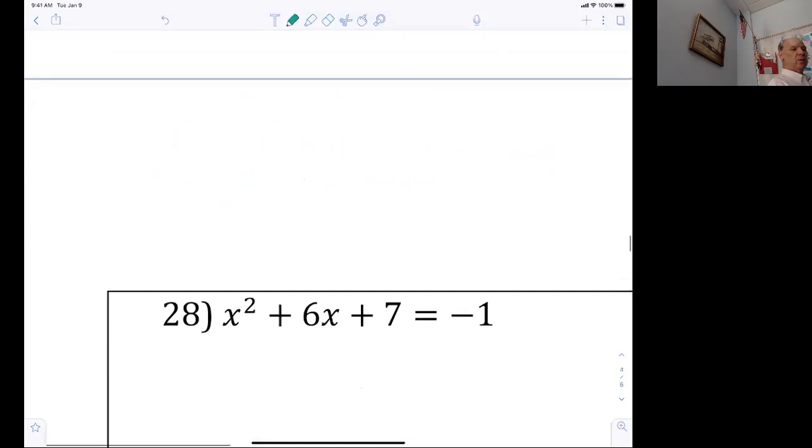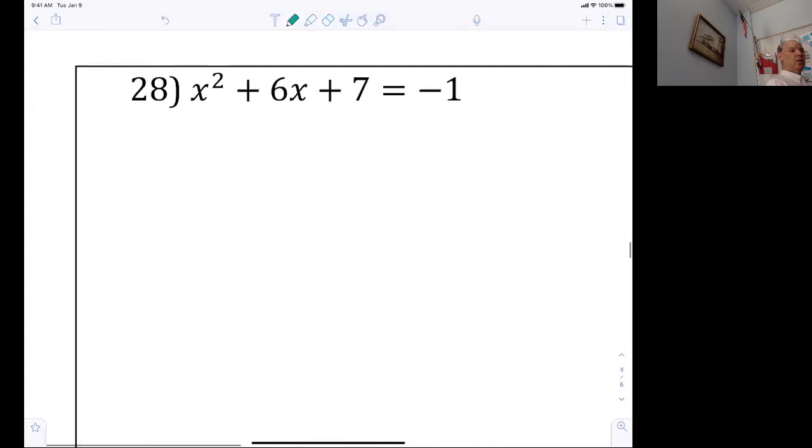All right. Here we go. Let's knock out 28. What's the problem? Equals -1. It's not equal to 0. So move the -1. So now we just say x squared plus 6x plus 7 plus 1 equals 0.